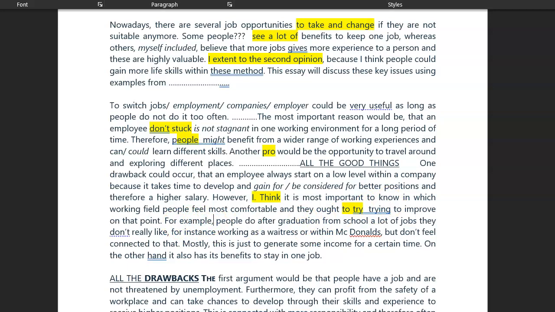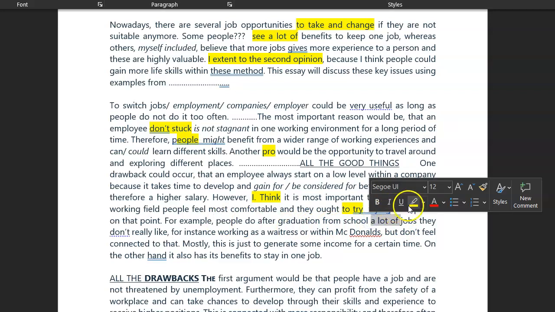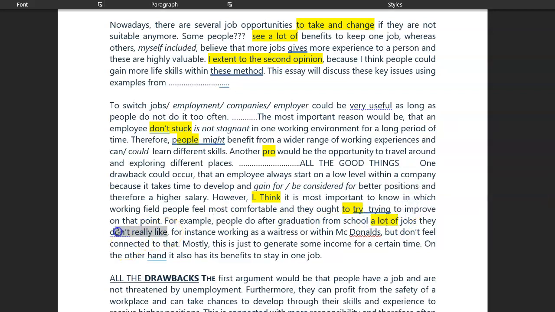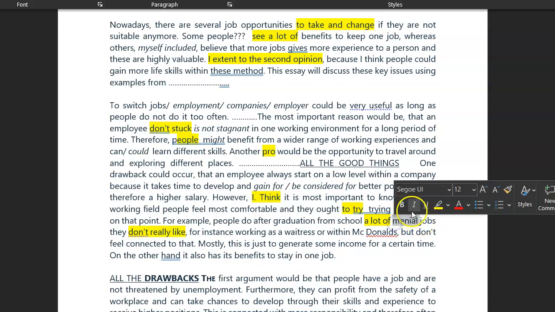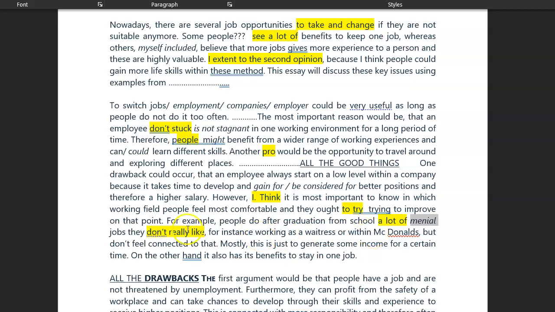So for example, people, so after graduation from school, so who are these people? Students may try out a range of jobs instead of a lot of jobs, or a range of, that's too informal. You could have menial jobs, which is jobs that you're not paid much money for. A range of menial jobs, working as waitress, but they don't feel connected. Okay, yeah, watch out for don't. Most of this is to generate income.